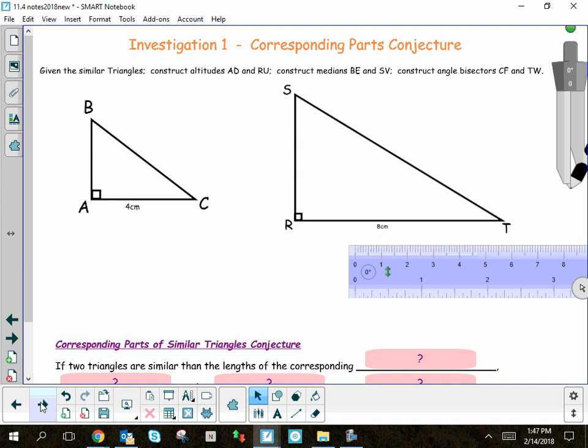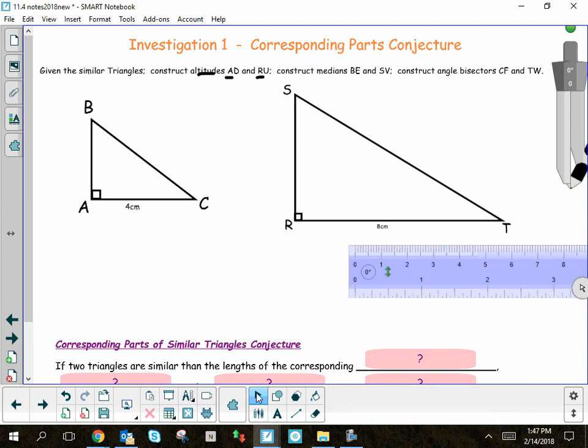So it says, given these two similar triangles, and so obviously you can see that it's 1 to 2. So if it's 1 to 2, that means all the sides are going to be 1 to 2. But what about parts of the triangle? For instance, let's do the altitude. So it says construct altitudes AD and RU.